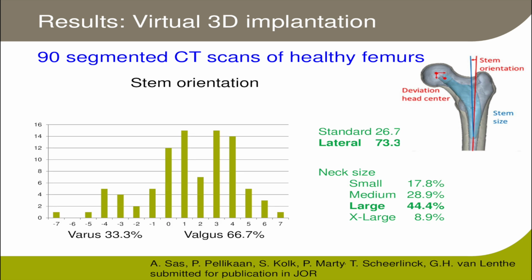If you look at stem orientation, we actually drew a line that was perpendicular to the plane through the tip of the implant, and that was the stem central axis. This stem, of course, has no central axis, but we defined ourselves a central axis being perpendicular to the plane which is going through the tip of the stem. And we saw that if we took that as a reference, 66, so 2/3, were in slight valgus, and the other ones were in varus. Also, we used generally either large or medium neck sizes, and in the majority of the cases, lateralized stems.